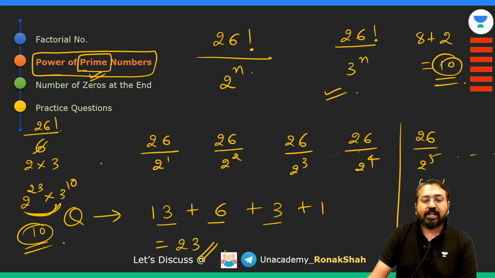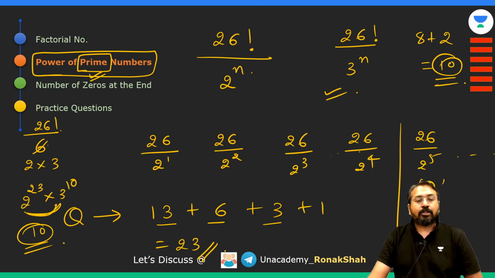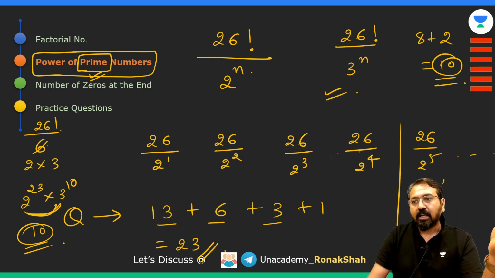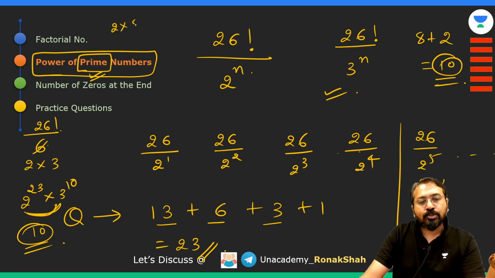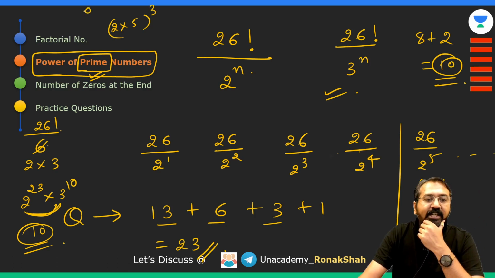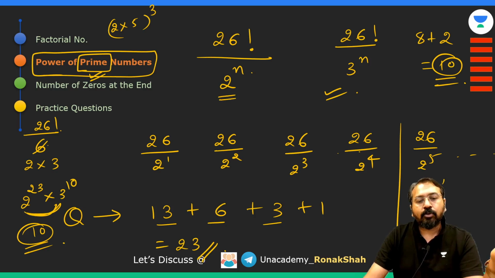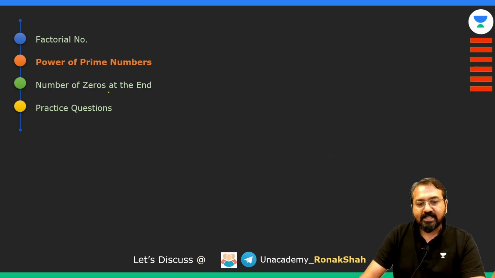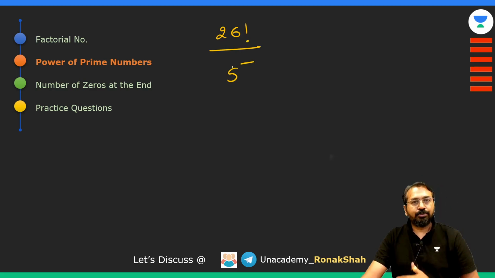Similarly, if you are asked to find out number of zeros in 26 factorial, we know that if a number is a multiple of 10, there will be 1 zero. If a number is a multiple of 100, there will be 2 zeros, and so on and so forth. So basically we need to check for pairs of 2 and 5, because each pair of 2 and 5 will produce 1 zero. So if in some number there are 3 pairs of 2 and 5, definitely that number will have 3 zeros towards the end. Once again, we know that in any factorial number, power of 2 will be much more than power of 5. So we just need to check for power of 5. So in 26 factorial, if I want to find out number of zeros, I'll have to find out power of 5. That's the conclusion.